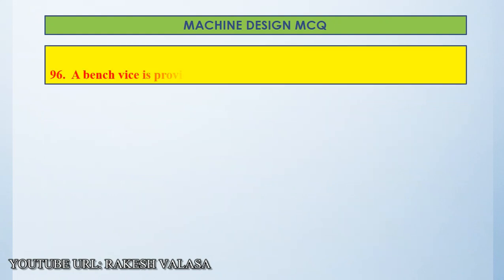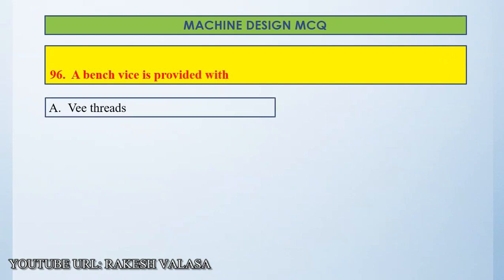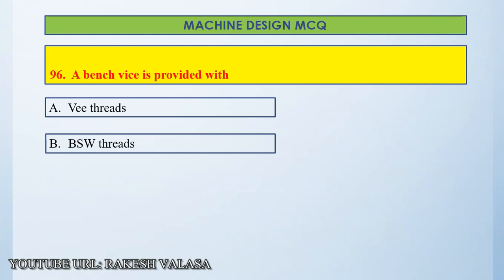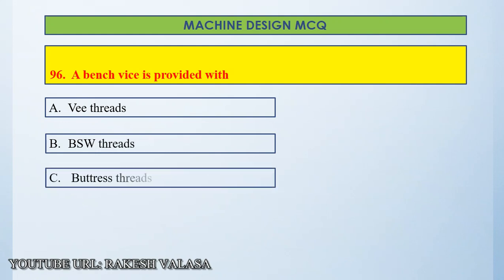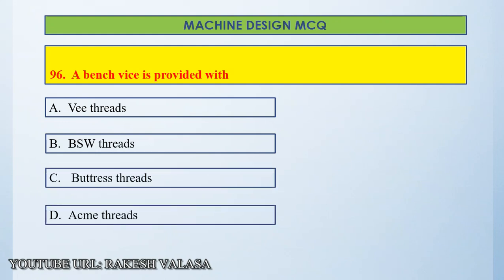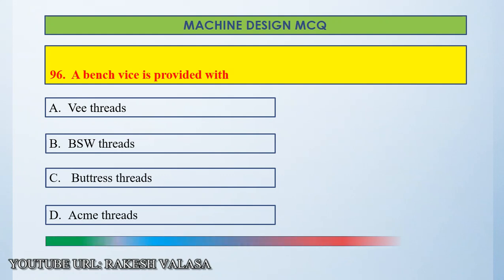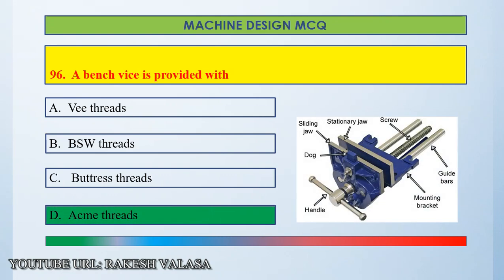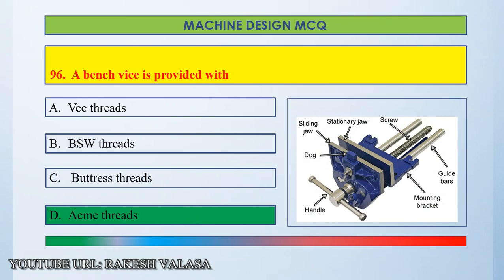Question number 96. A bench vice is provided with: option A, V threads, option B, BSW threads, option C, buttress threads, option D, Acme threads. The correct answer is option D, Acme threads. You can see the Acme threads in the given figure of bench vice.